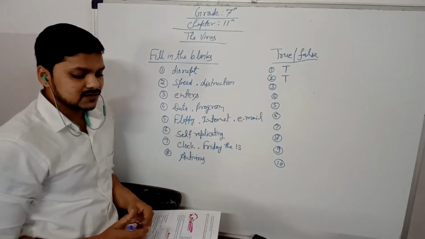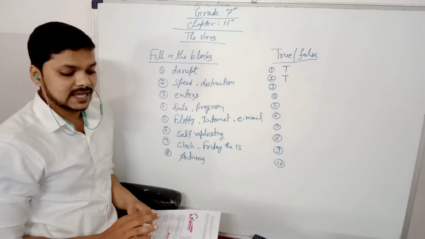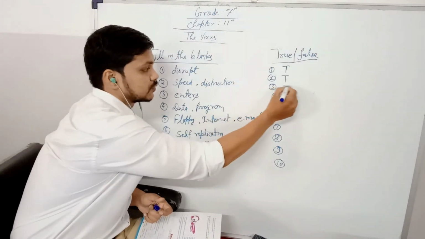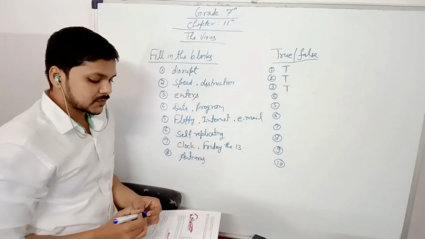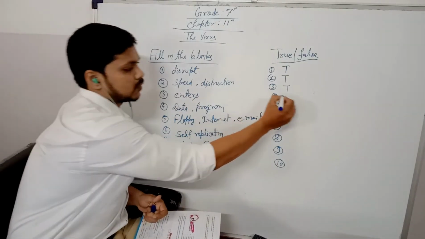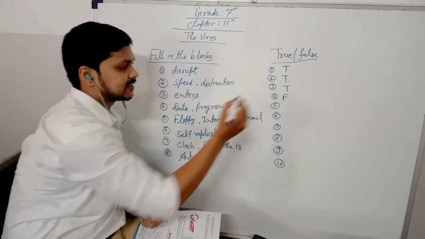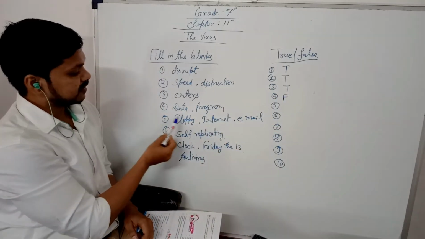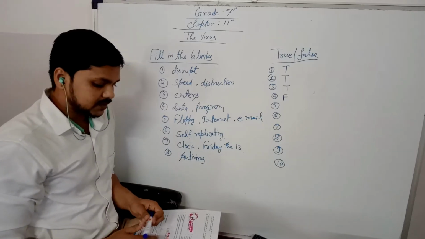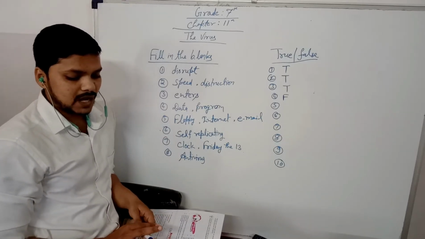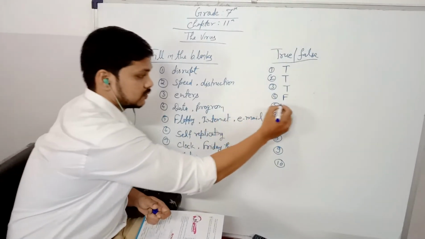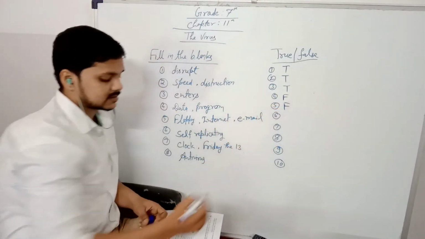Third is: the virus Friday the 13th gets activated on 25th December. Yes, it is true. Now fourth is: virus programs do not replicate themselves. It is false, because virus programs replicate themselves. That we have written in fill in the blanks. Now next, that is fifth: we should not equip our systems or computers with antivirus programs. No, it is false. We should have antivirus.